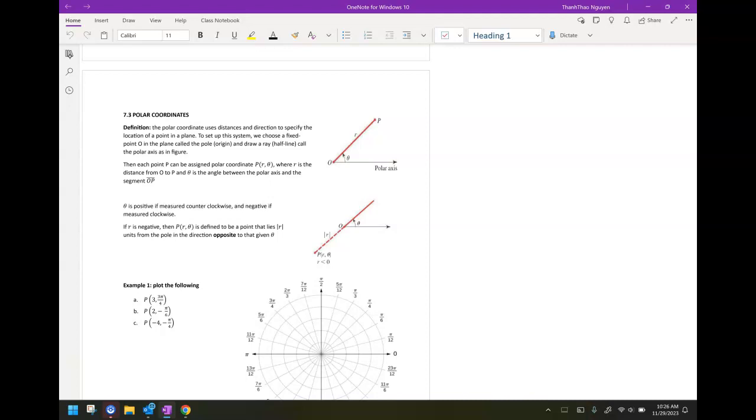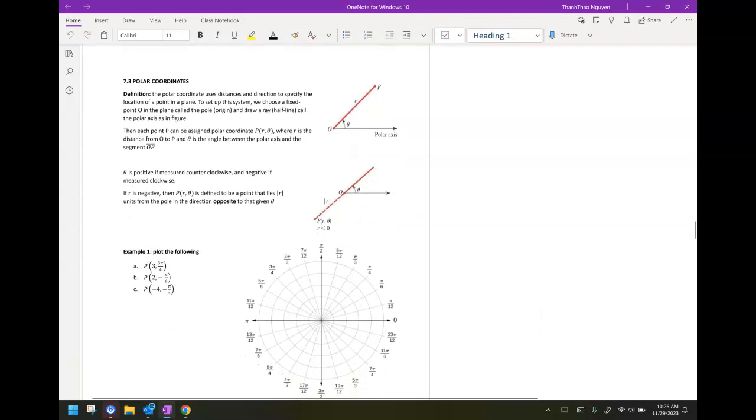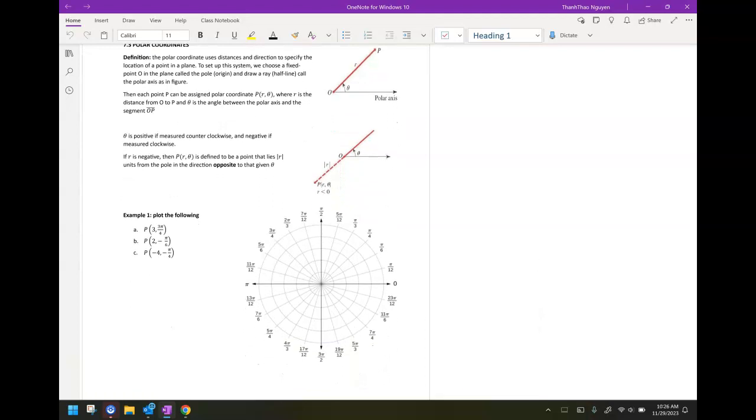Then each point P can be assigned a polar coordinate (r, theta), where r is the distance from O to P, and theta is the angle between the polar axis and the segment PO. Theta is positive if it is measured counterclockwise, and negative if measured clockwise. If r is negative, then the point (r, theta) is defined to be the point that lies |r| units from the pole in the direction opposite to the given theta.